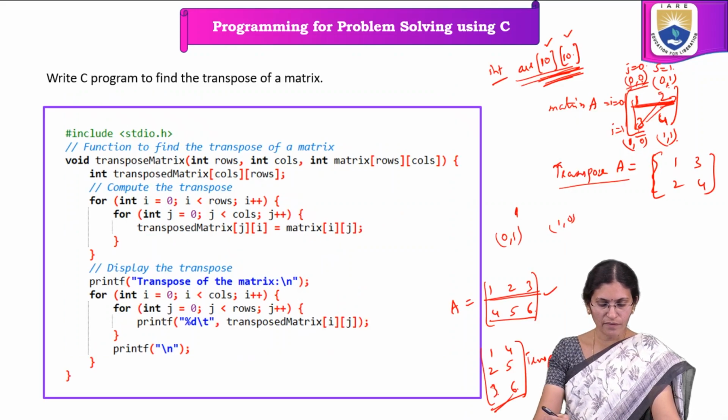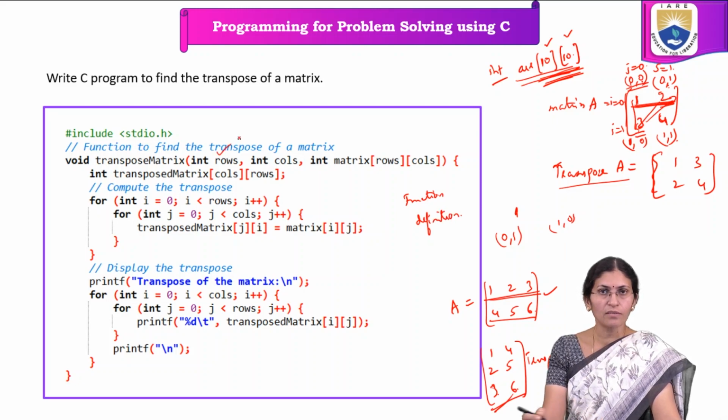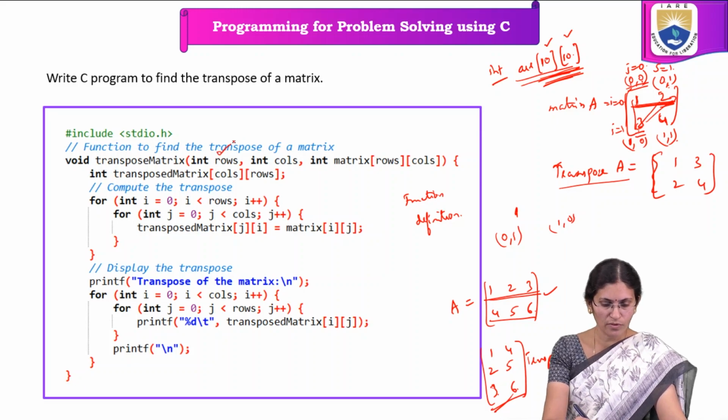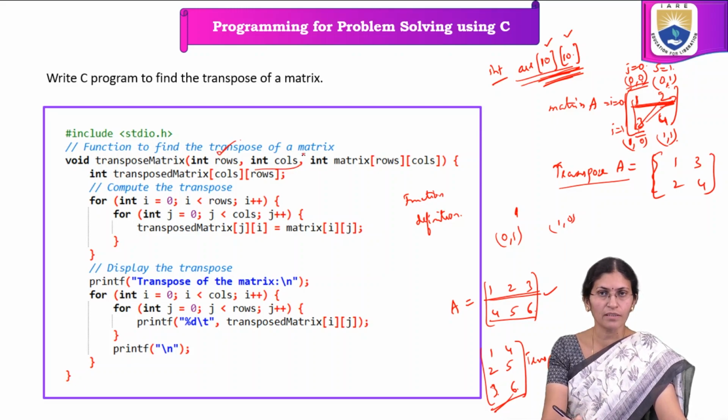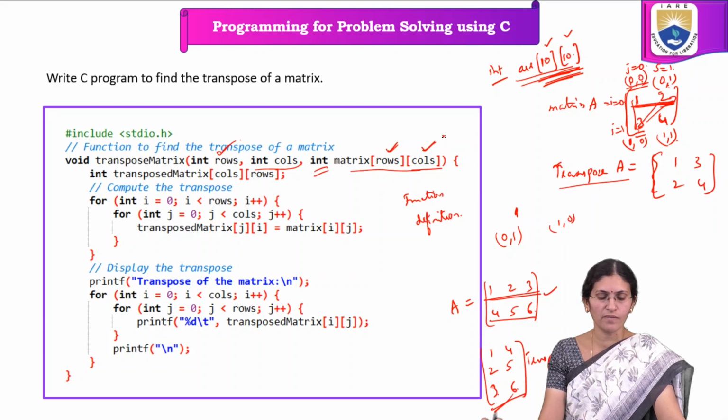In order to receive that, this is the function definition. In the function definition, we are taking the parameters rows as integer type and columns as integer type, and this is the matrix, which is of integer type and holds integer values. So we need to specify the column size and the row size. Inside this we have written the definition.